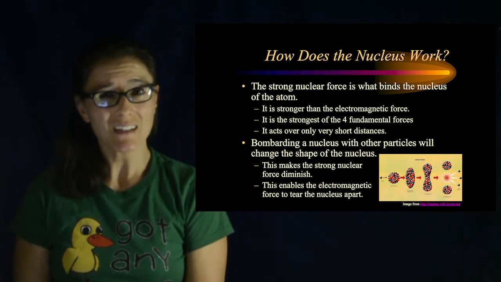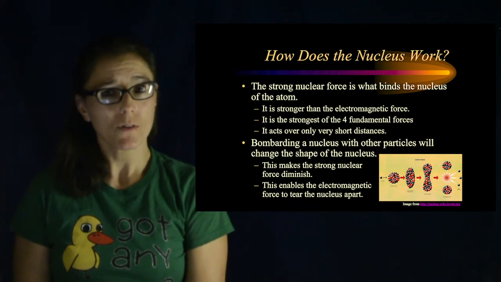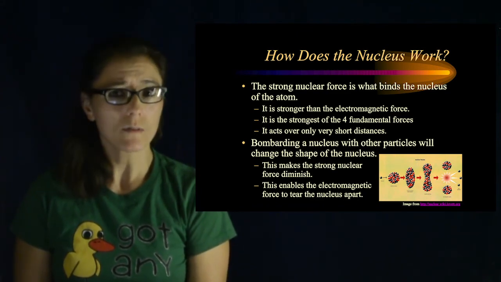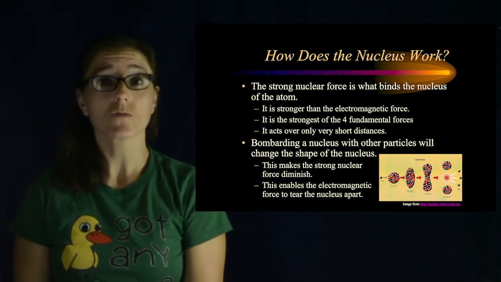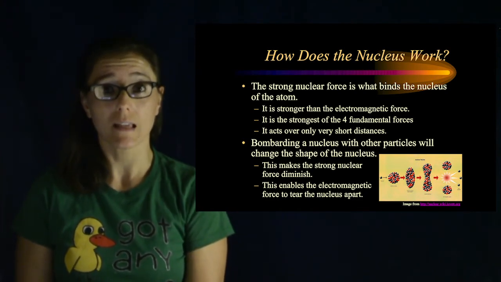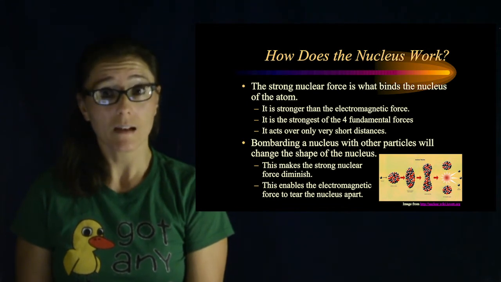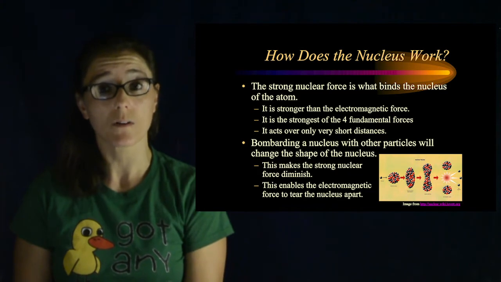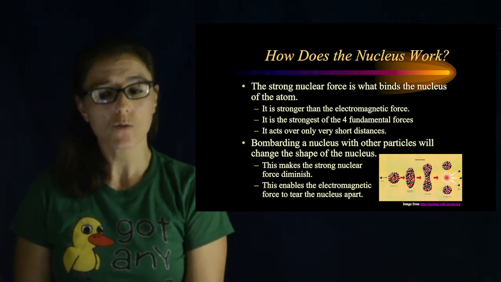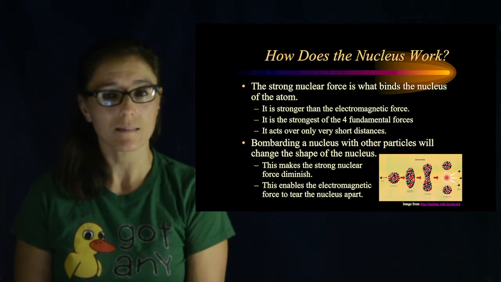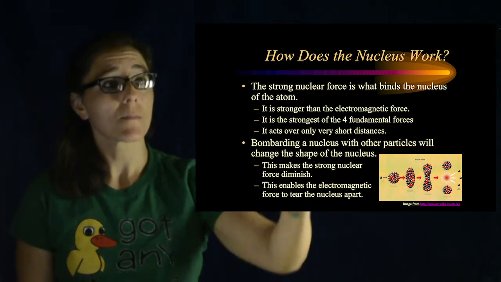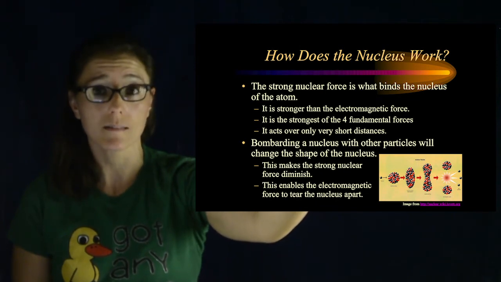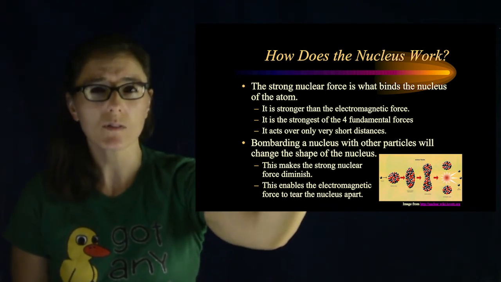So, how does the nucleus work then? If the nucleus contains protons and neutrons, then what holds it together? It turns out that the strong nuclear force is what holds the nucleus together. As stated in previous presentations, the strong nuclear force is the strongest of the 4 fundamental forces. However, it acts over incredibly tiny distances. And so in the nucleus, while there would be a natural electromagnetic repulsion between all of these protons, the strong nuclear force pulls it all back.